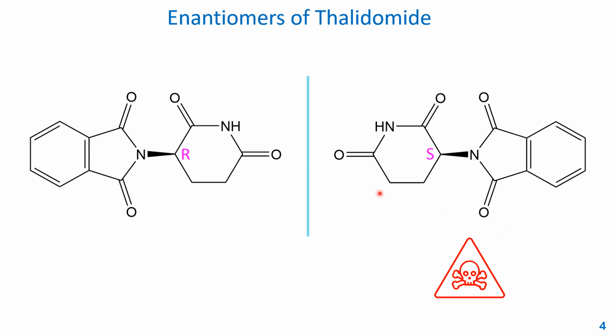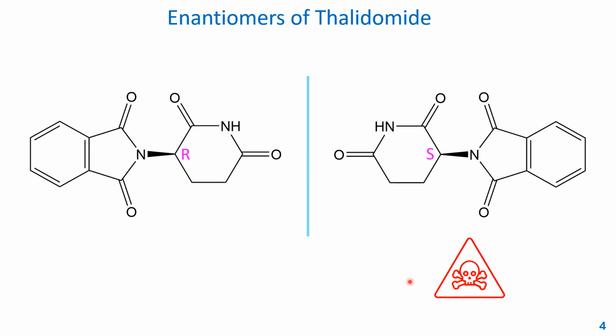When scientists found that it was toxic, they tried to get rid of the S enantiomer from the mixture. They tried to isolate the pure R enantiomer. It turns out that even if you have 100% pure R enantiomer, it slowly converts to S. So it still cannot be used as medicine.